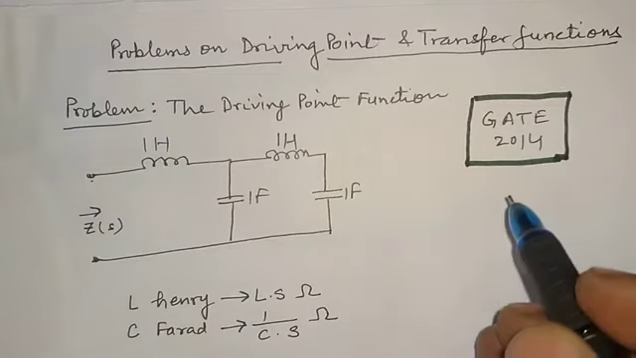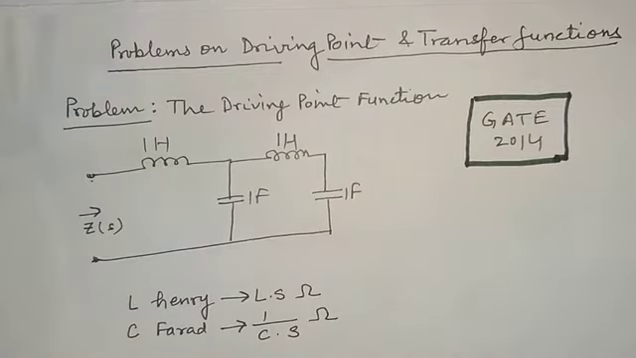This question was asked in GATE 2014. Since impedance function or driving point function Zs is to be calculated, see the circuit. In this circuit, there are 4 elements: 2 inductances, each of 1 Henry, and 2 capacitors, each of 1 farad.